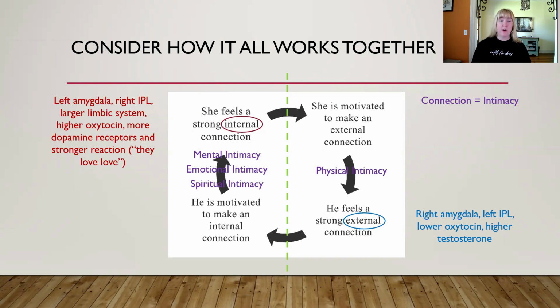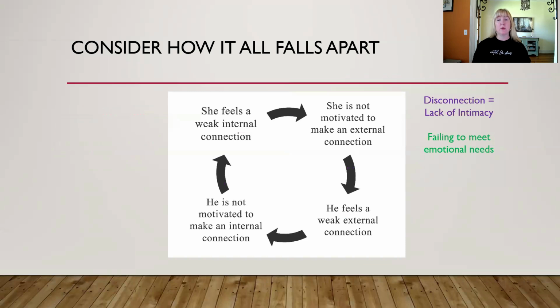Now, how does it fall apart? It's when something disrupts this cycle and we're not able to get it back on track. And instead we start spinning in the opposite way. We start to disconnect and we're now failing to meet each other's emotional needs. She feels a weak internal connection, right? That makes her more defensive. So she's less motivated to make an external connection. And if he's feeling a weak external connection, again, makes him feel defensive. Go back to that threat thing that I was talking about a moment ago. So therefore, he's less motivated to make an internal connection. And if we continue to spiral this way, then we will find ourselves withholding more and more of what the other person needs from us.